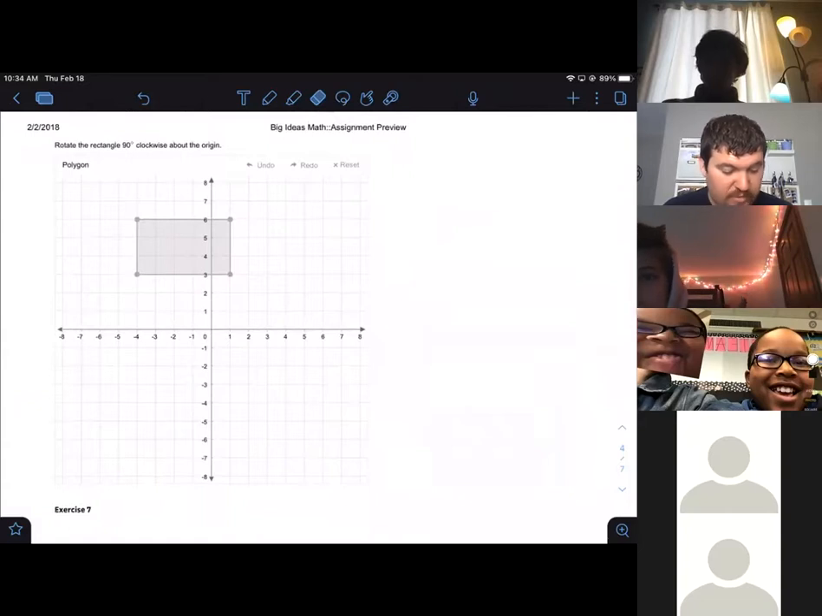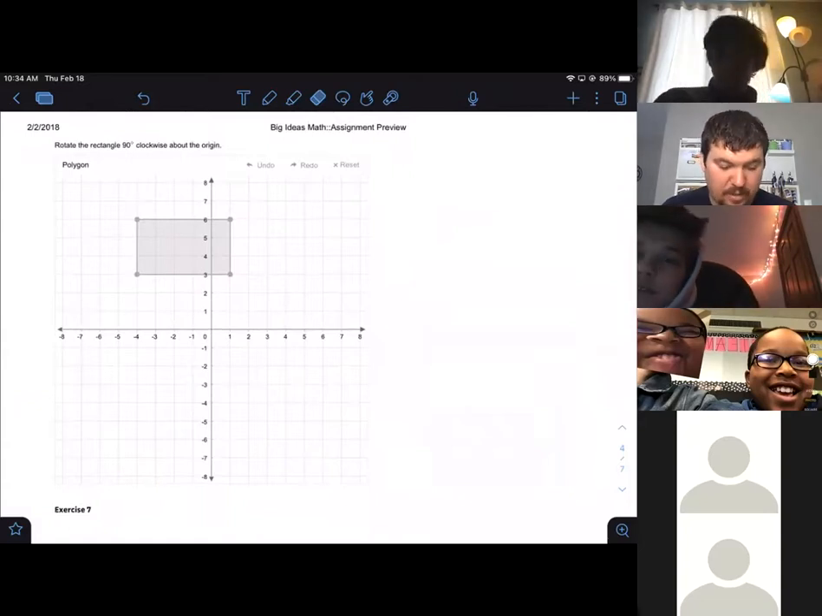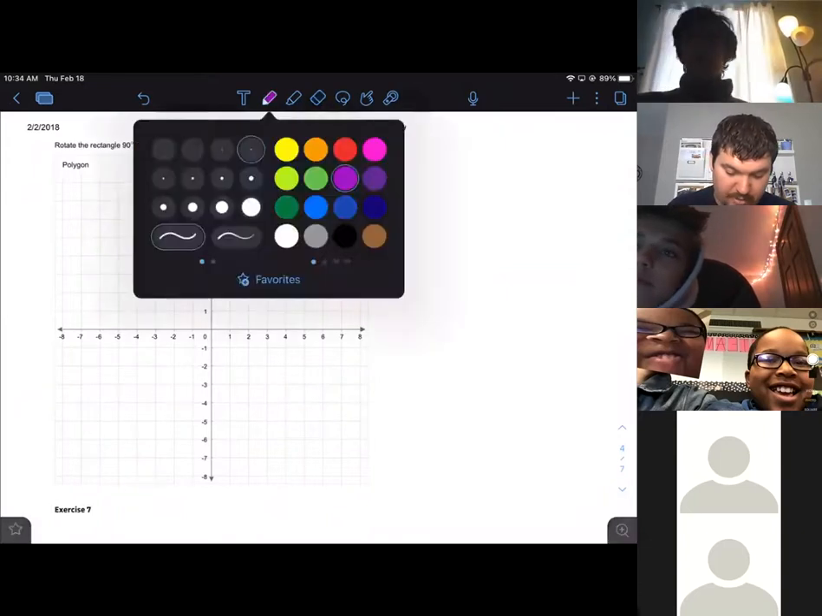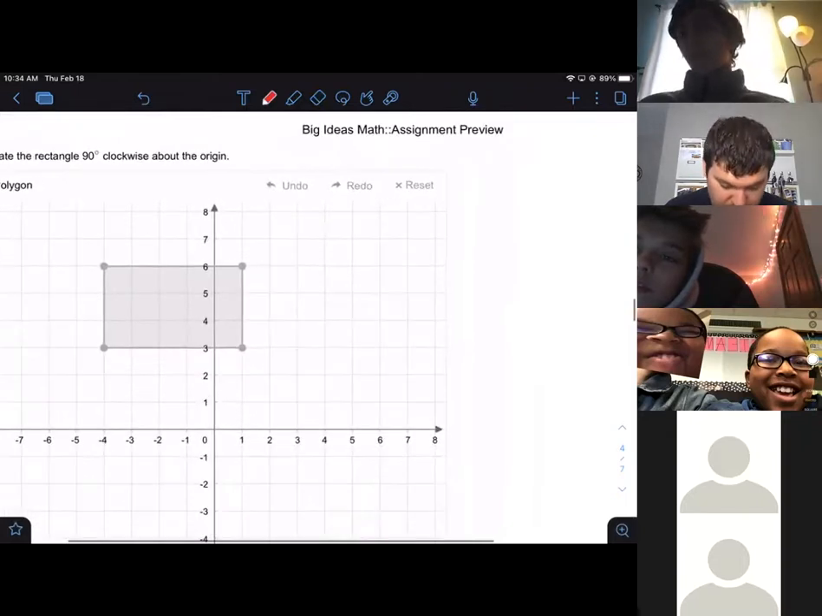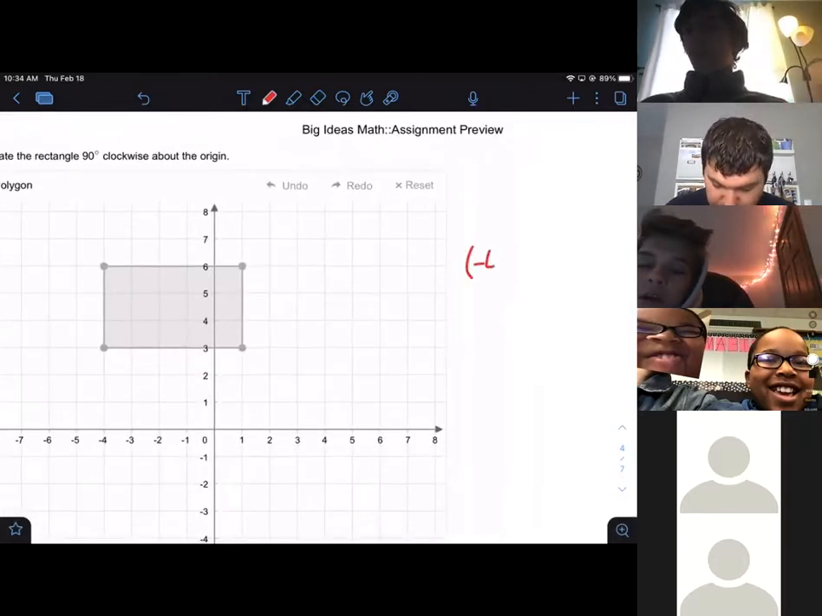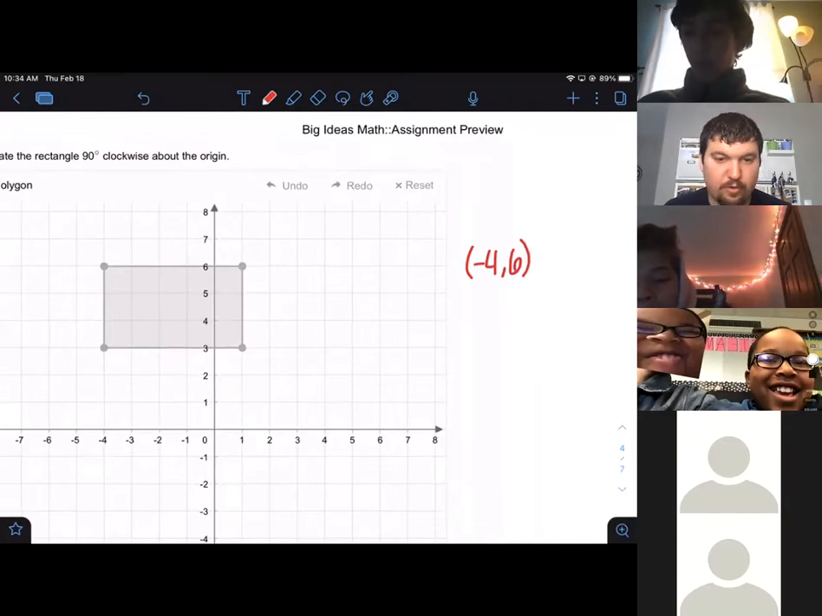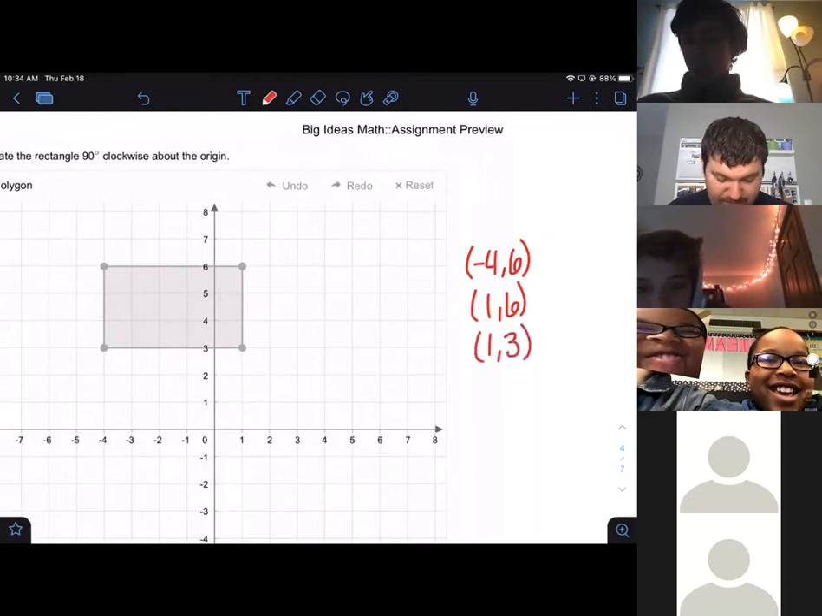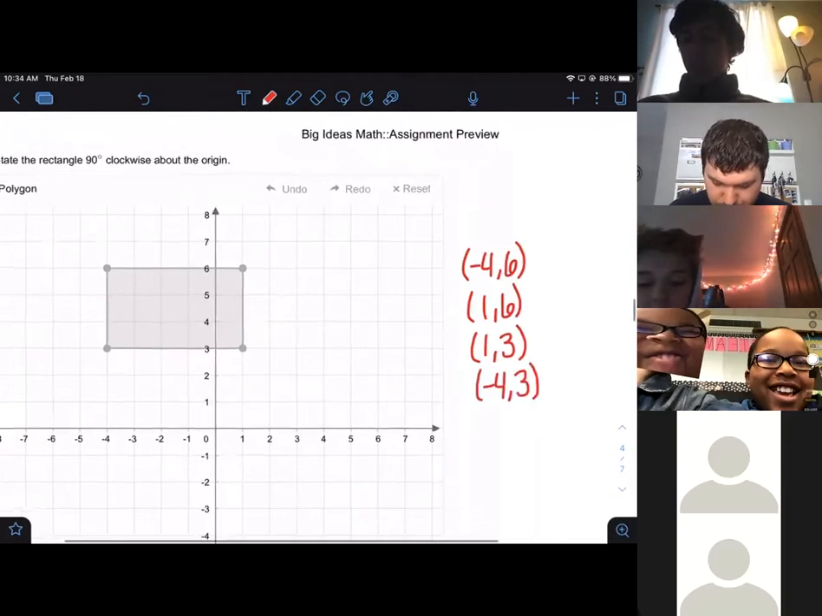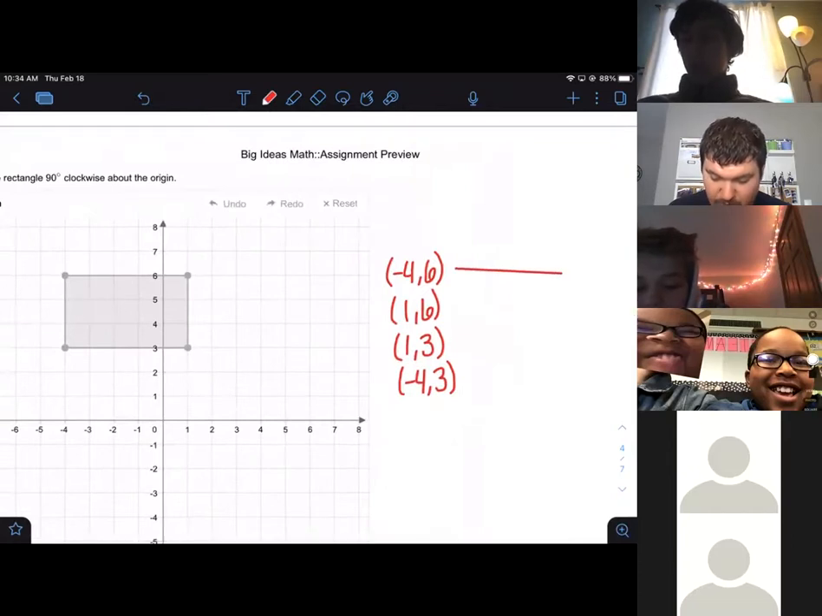It wants us to rotate this rectangle 90 degrees clockwise about the origin. So again, I'm going to use arrow notation here. I'll start with the top left point. The top left point is at -4, 6. Going clockwise, the top right point is at 1, 6. The bottom right point is at 1, 3. And the bottom left point is at -4, 3. Then I need 4 arrows.